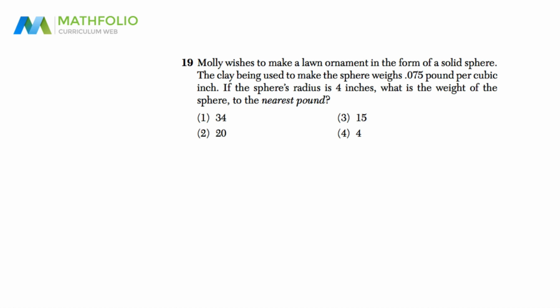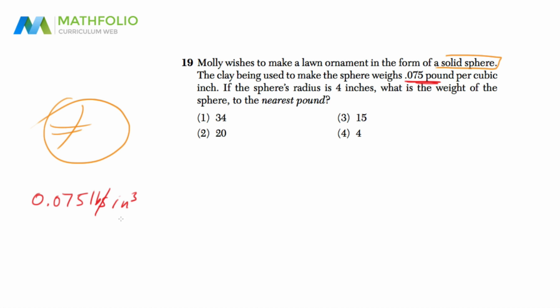Okay, question 19. Molly wishes to make a lawn ornament in the form of a solid sphere. So I'm going to stop reading, quickly sketch it. She wants to make something that's a sphere. Now we're also told that the clay being used to make the sphere weighs 0.075 pounds (lbs) per cubic inch. And it says if the sphere's radius is 4, r equals 4, what is the weight of the sphere to the nearest pound?